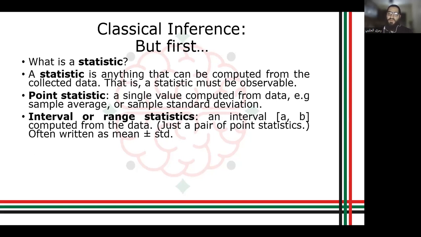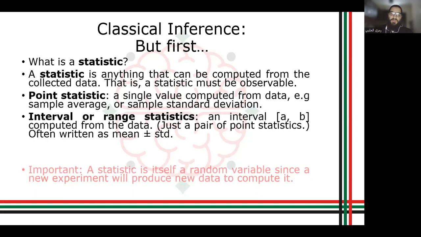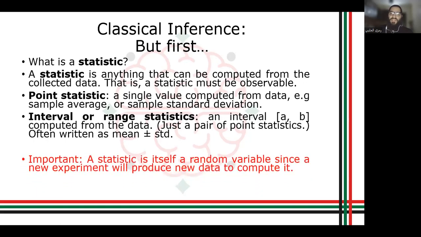So it might be the IQR, it might be the standard deviation. Usually we say mean plus minus standard deviation. This is range statistics. Or we can say median plus minus the IQR. Or we just give the IQR in parentheses. So a statistic itself is a random variable.